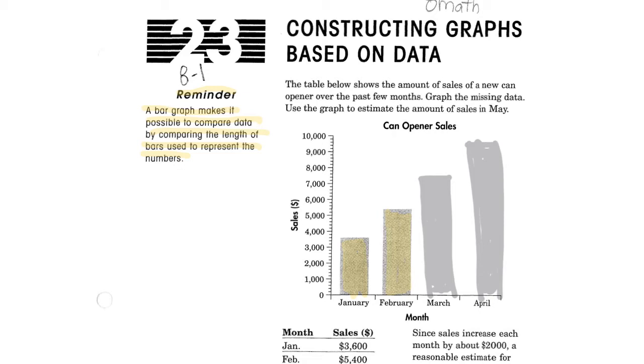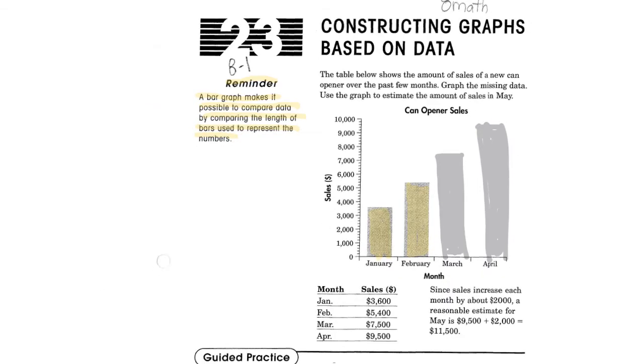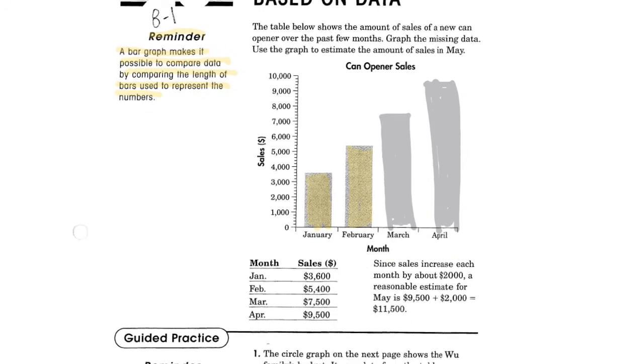Now, we're going to go down. Oh, it says since sales increased by about $2,000, a reasonable estimate would be about 11,500, because April was 9,500 plus 2,000 would be 11,500. So that would be a good estimate.